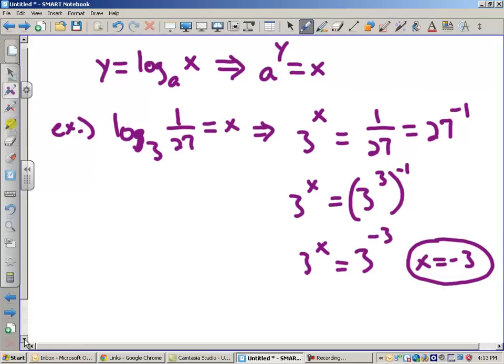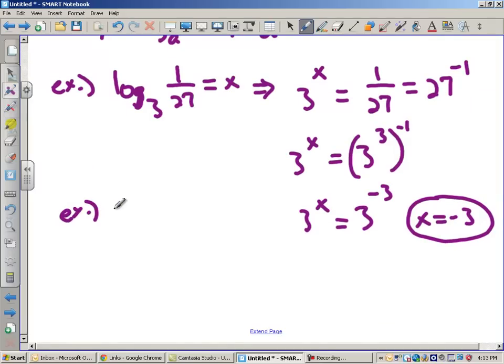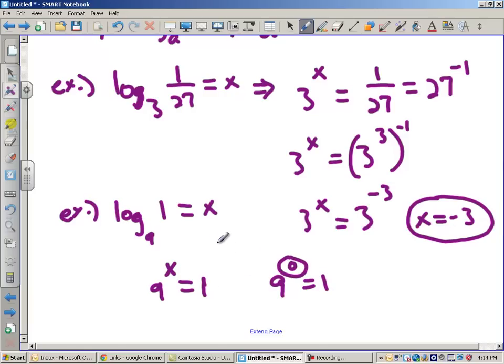Let's do another example. Let's say I wanted to do the log base 9 of 1. Again, I'm going to set it equal to something, and convert it. You take this little guy right here, this is called the base, and you take it over to the x power and set it equal to 1. What can you take 9 to the power of to get 1 as the answer? You should know that anything to the 0 power gives you 1. So 9 to what power gives you 1 would have to be 0. So this answer would be 0.